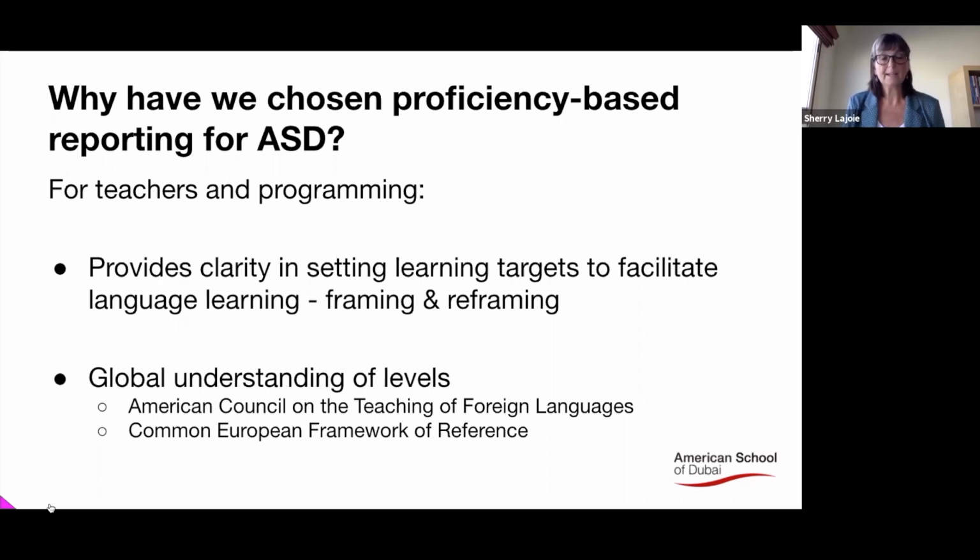I'm coming from Canada, and I know that in Canada, when students apply to universities, they say that they're a level B1 or a B2, it offers them advanced placement in certain courses because colleges and universities understand this student can already do this, they need to be in this level course.